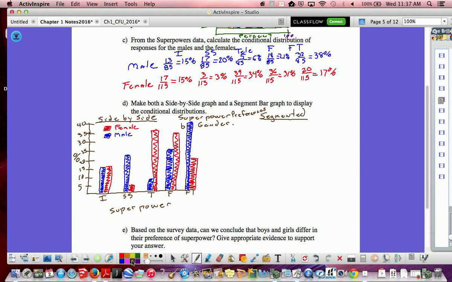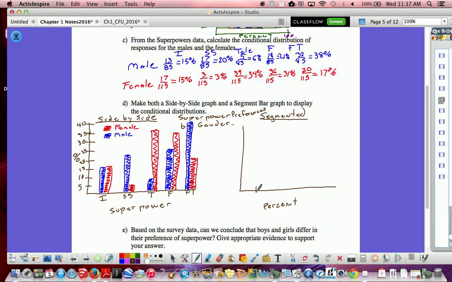So now, I'm going to move on to the segmented one. With the segmented one, things change up. Because what happens down here is, I like to have the x-axis be percent. Now, the nice thing about these graphs is you can actually flip the axis. You could have superpowers be here and percent be here and have all your bars going horizontally. Same thing here with the segmented graph. I'm going to have it go horizontally, but you could have it go vertically.